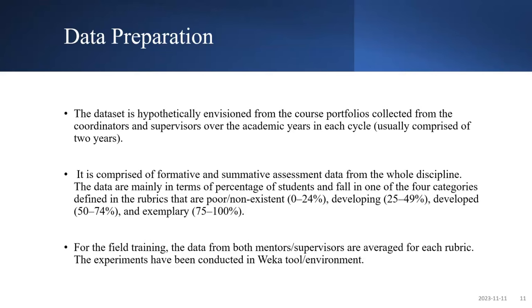Then we divide the students into four categories, the rubrics basically. The non-existent or poor rubric is 0 to 24%. The developing rubric is 25 to 49%, the developed one is 50 to 74%, and exemplary is 75 to 100%. So it is comprised of formative and summative assessment.